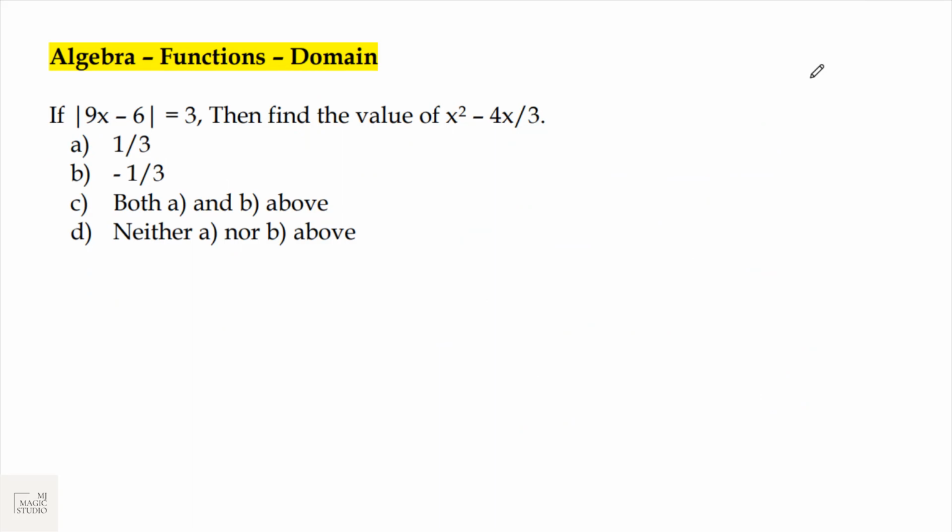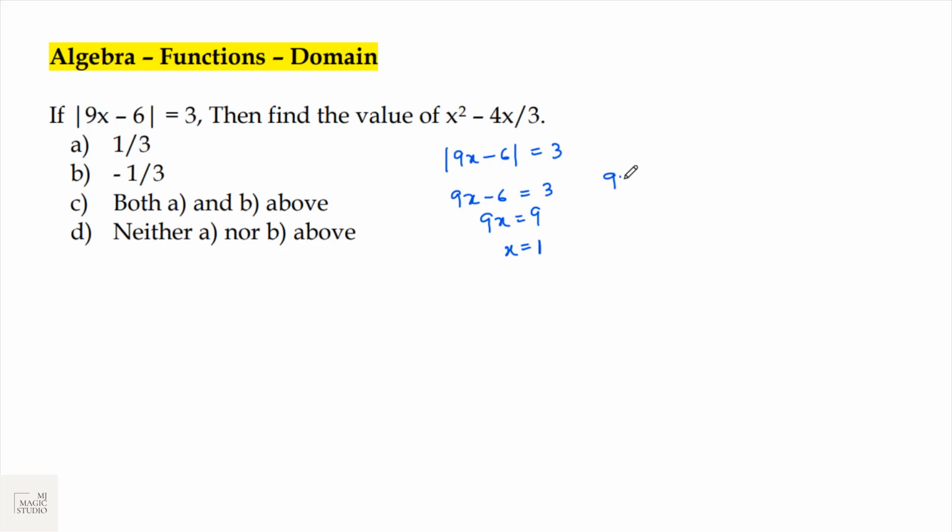One more from functions. Absolute value function. Give it a try. Mod 9x minus 6 is equal to 3. So it will give us two situations. When it is positive, then 9x minus 6 is 3. 9x is 3 plus 6, 9. Value of x is 1.